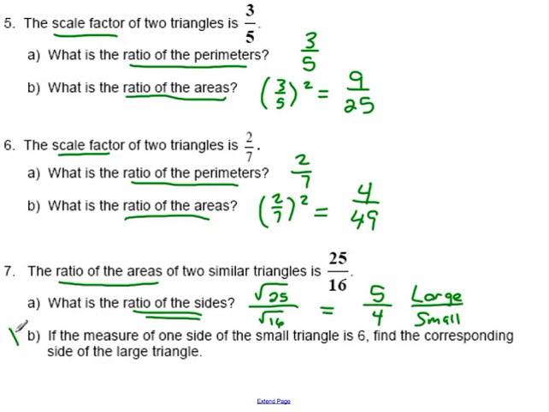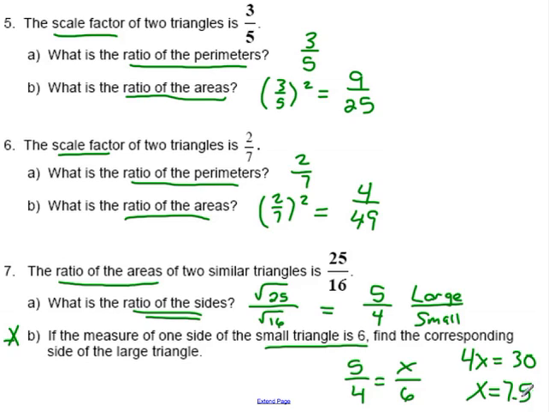Okay, part B, we're actually going to start applying this. If the measure of one side of a small triangle is 6, find the corresponding side of the large triangle. Well, we have to use this ratio. 5/4 is x over 6. I put 6 on the bottom because that's where the small triangle is. It said 4, and 4 is smaller than 5, so the 6 is going to go on the bottom. I cross multiply, I have 4x equals 30. I divide both sides by 4, and I have a side length of 7.5.